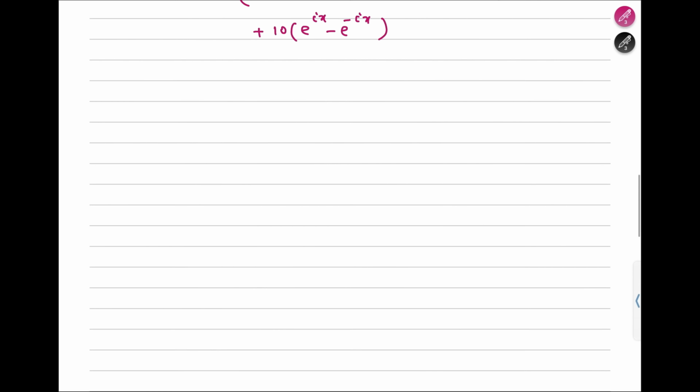From the basics, we know that e to the power of ix minus e to the power of minus ix divided by 2i is equal to sin x, which we are aware. This formula we have already noted in the beginning of the lecture itself.